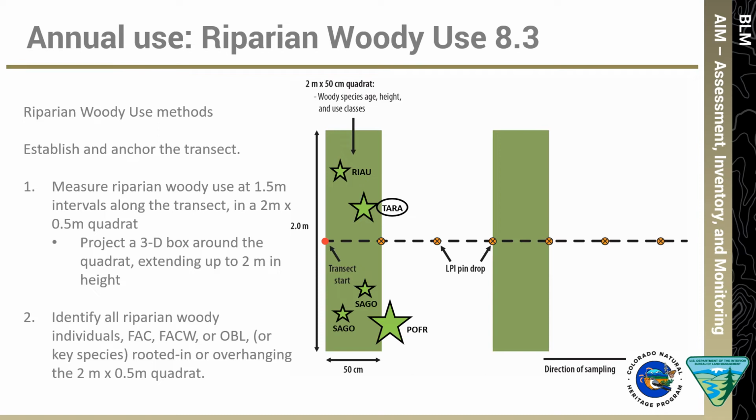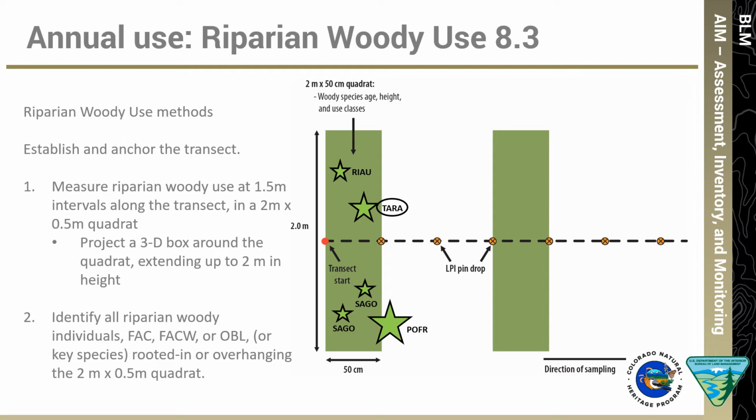Step 1. Measure riparian woody use at 1.5 meter intervals along the transect in a 2 meter by half meter quadrat. The quadrat for measuring riparian woody use is formed by 1 meter on both sides of the transect and 50 centimeters along the transect tape, beginning at the 0 meter end and repeated every 1.5 meters thereafter, as shown in this diagram. This is the same quadrat as woody structure methods in section 6.4.